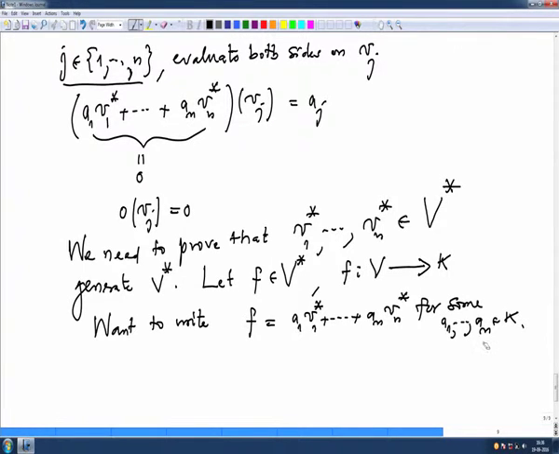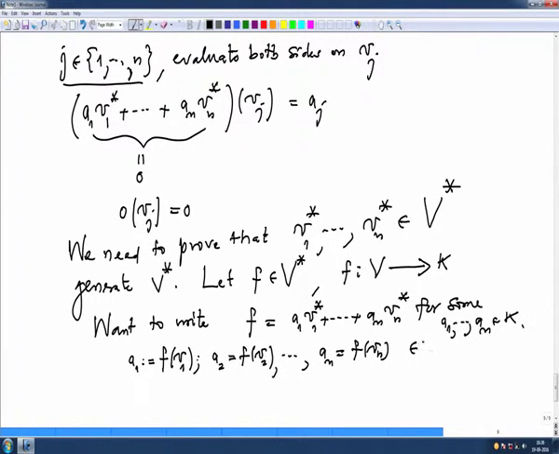So, we are looking for a1 to an so that this equality happens, but it is clear what I take. So, for example, how do I find a1? Just evaluate f on V1 and define it a1. So, a1 is defined to be f of V1. Note that this is an element in the field. Similarly, a2 is f of V2, and so on, an is f of Vn.